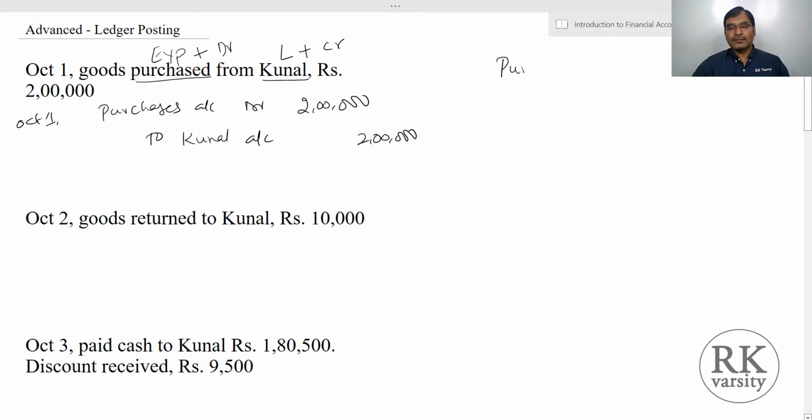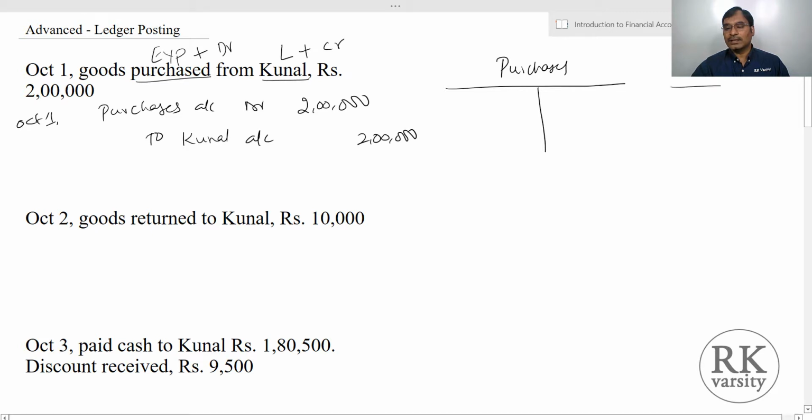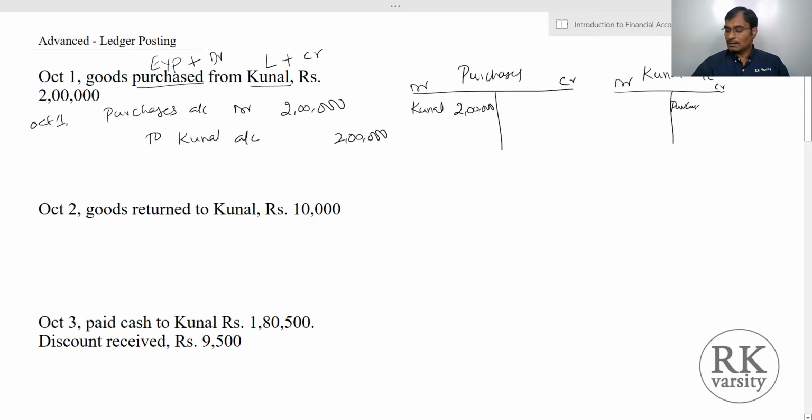One is for purchases and the second is for Kunal. So we'll write the Kunal account and the purchases account. Each will have a debit and credit side. As purchases, that is expenditure, increase, we'll write on the debit side. So we write where from we bought the goods, from Kunal, and 2 lakhs. And Kunal is a liability and an increase in liability is on the credit side. So we'll write Kunal here, and for purchases the amount is 2 lakhs.